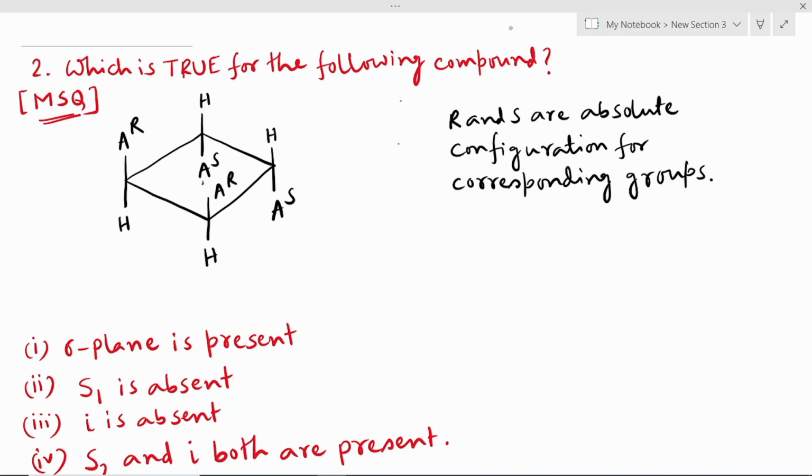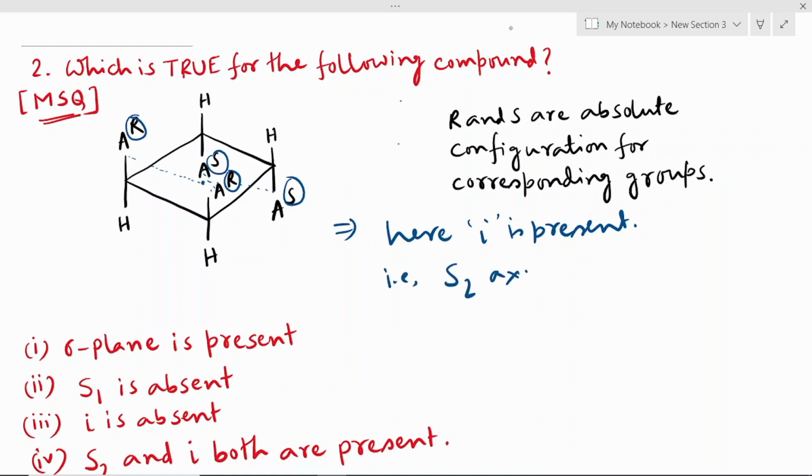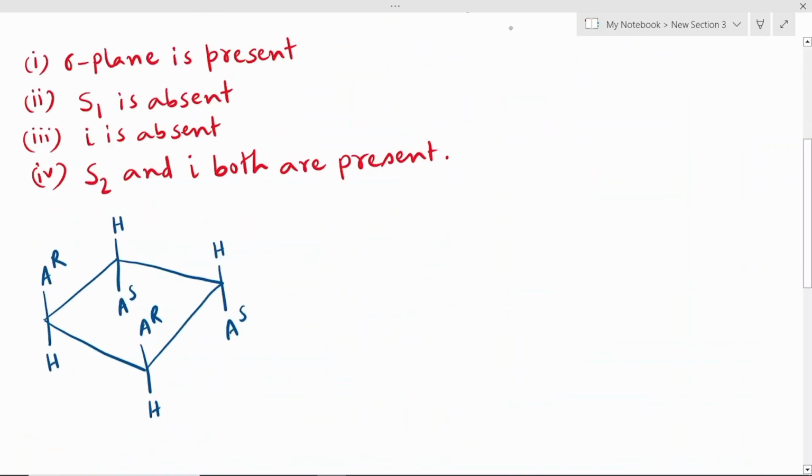If we consider a point within the molecule, and if we go equal and opposite direction from the point, we find two groups and the absolute configuration are inverted. Here also it is AR and it is AS. So here I is present. That means S2 axis must be present. We will explain that.